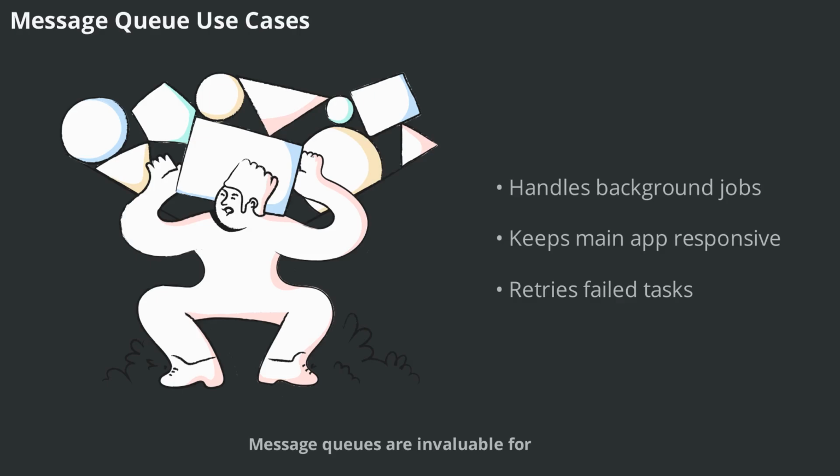Message queues are invaluable for handling background jobs and asynchronous workflows. For example, when a user uploads a file, the upload service can place a message in a queue. A separate worker then processes the file, sends notifications, or updates records. This decoupling means your main application stays responsive even during heavy workloads. Queues also provide reliability, as failed tasks can be retried without losing data.